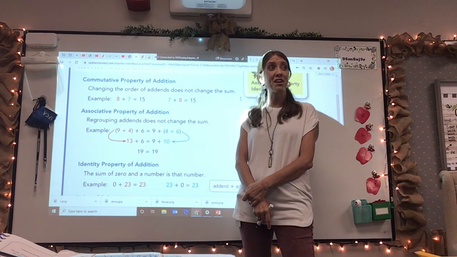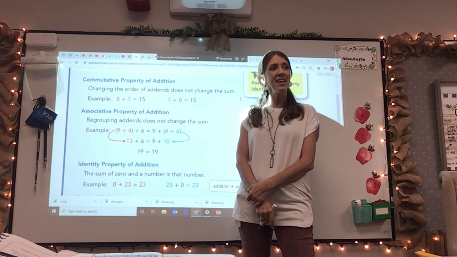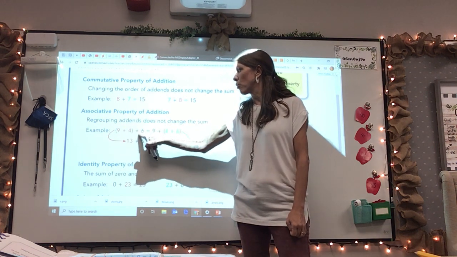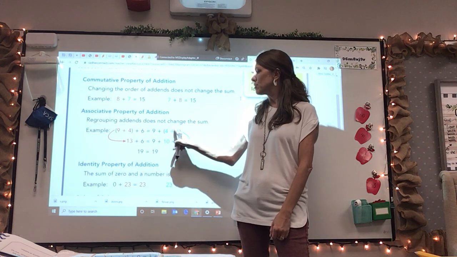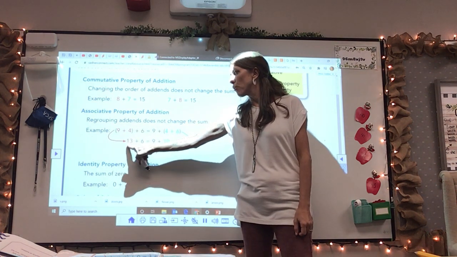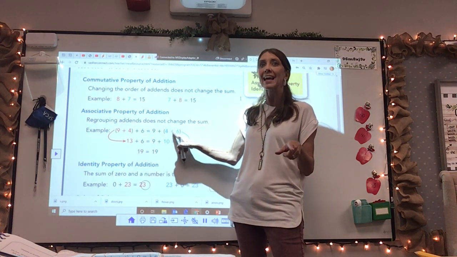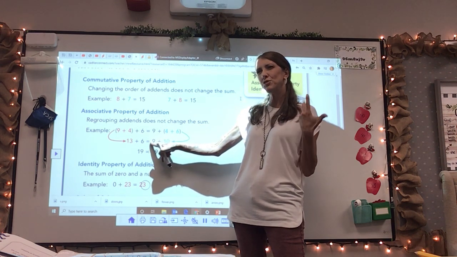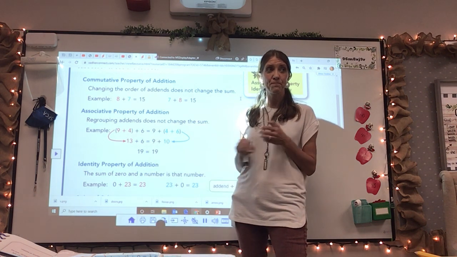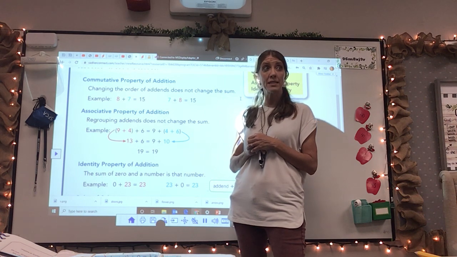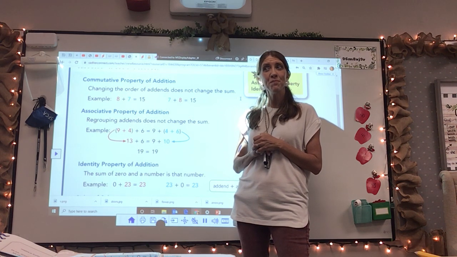I may call on somebody with their hand down because I want you to be thinking. They said, rather than do it in order, I'm going to do these ones first and get that answer and then add the 9. Why would they do this instead of this? Instead of taking 9 plus 4 and you get 13 and then add 6 and it gets to 19, here they were like, I'm going to add the 6 and the 4 first and get 10 and then add the 9. Why would you do that? There's no difference. You're going to get the same answer. True. So why did they do it? Because... actually I don't know. You don't know? Romy?